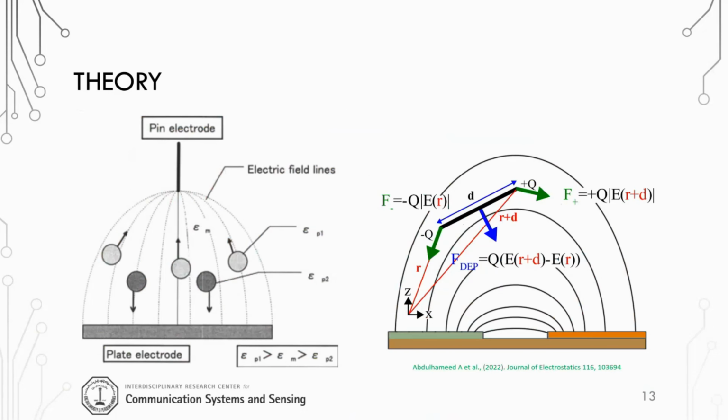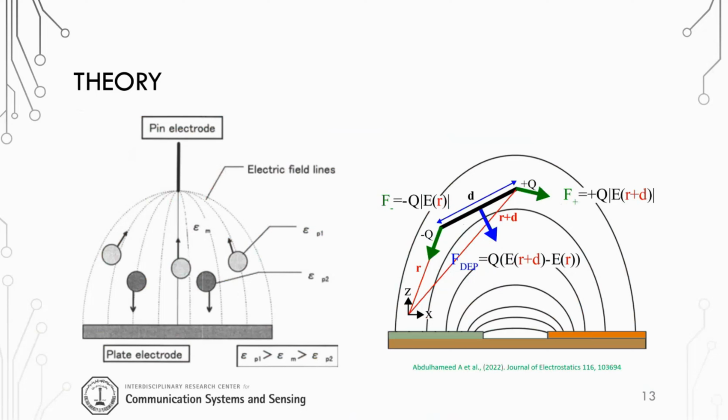So the theory is actually simple. First, we have to have two electrodes, and the two electrodes must be different, to generate a non-uniform electric field. In this case, we have here particle 1 and particle 2, and we have the needle electrode, and at the bottom we have just a flat electrode. So let us see now what will happen.